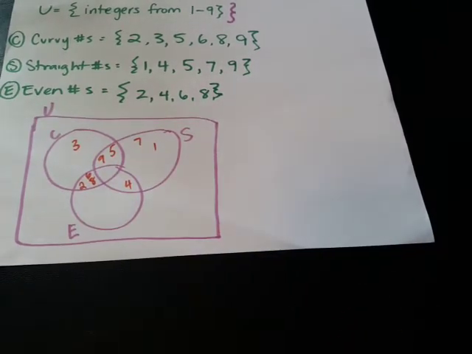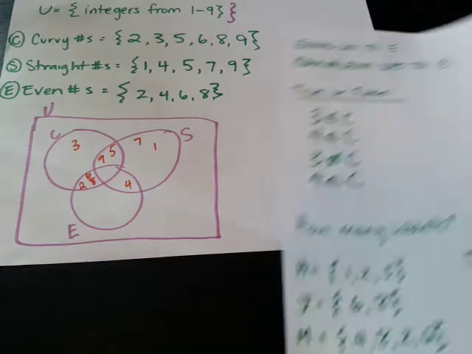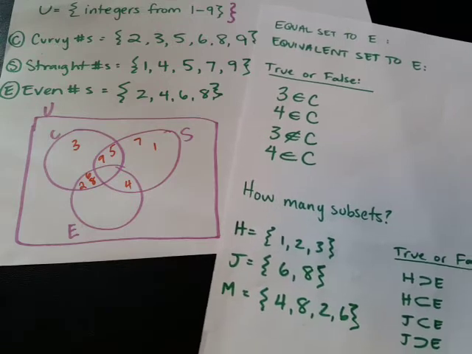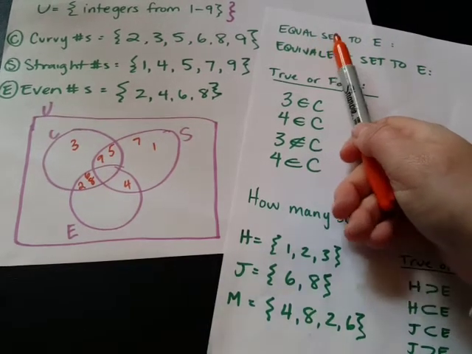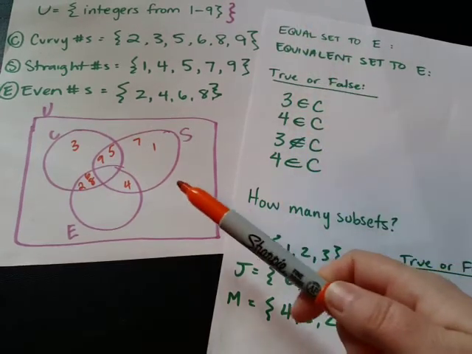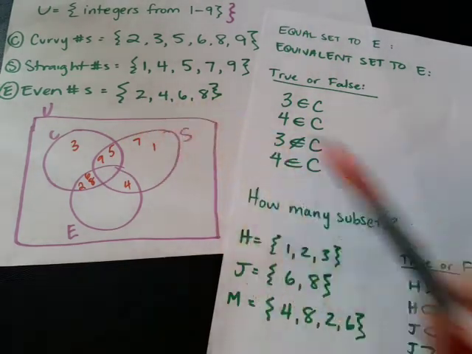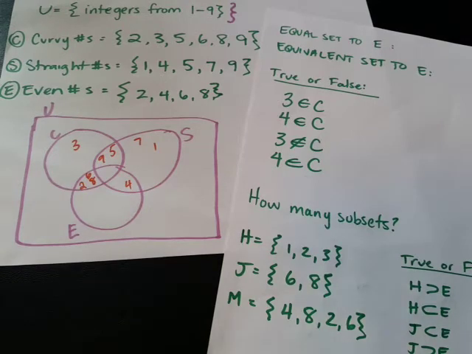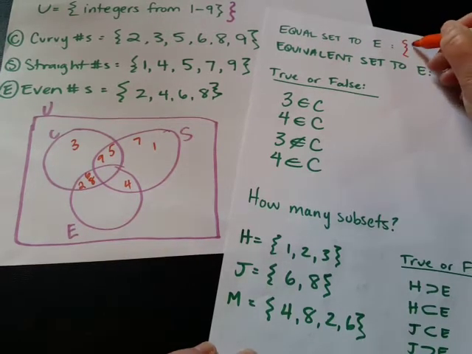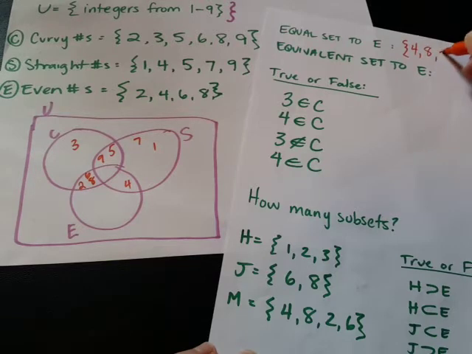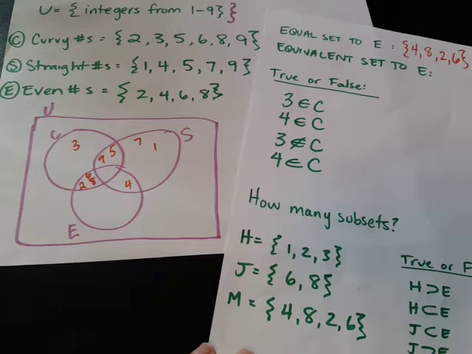So I have some questions that we can ask ourselves about these sets. Now that we know what's inside the sets, could we create an equal set to E? So here we have 2, 4, 6, 8 as one descriptor of the set E. An equal set has all the same members. It just might be in a different order. So that would be an example of an equal set to E: different order, but same members.